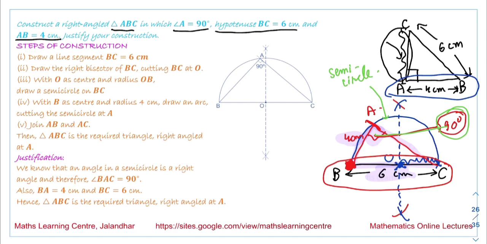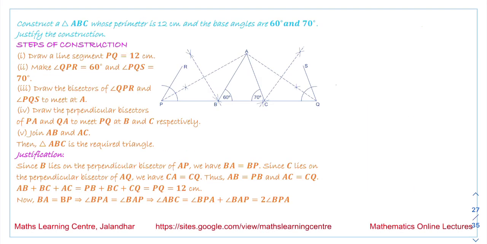Now we have to construct a triangle whose perimeter is 12 centimeter and the base angles are 60 degree and 70.